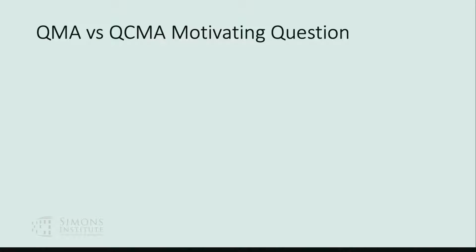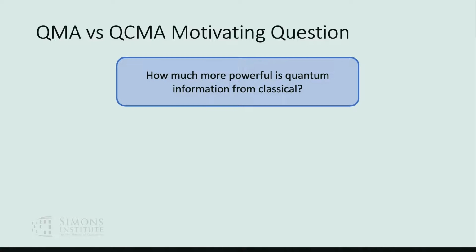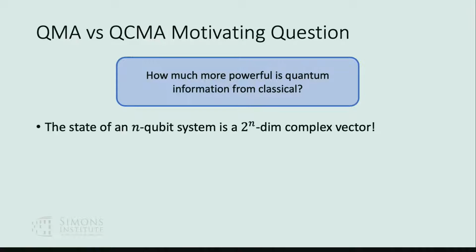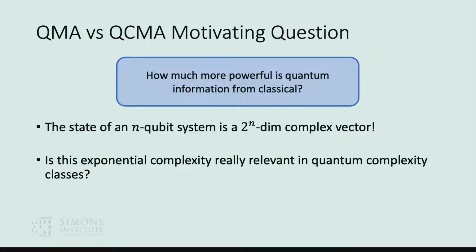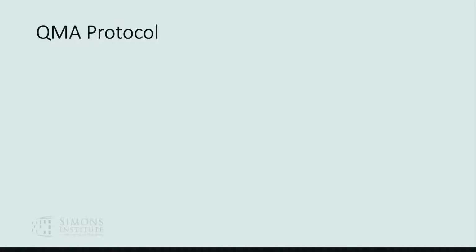As a computer scientist, one motivating question to study QMA and QCMA is how much more powerful is quantum from classical information? We all know qubits live in an exponentially large space, so probably there is something there that we can use, but is this much higher dimension really useful for quantum complexity classes? And so computer scientists have thought of these QMA protocols to study these questions.